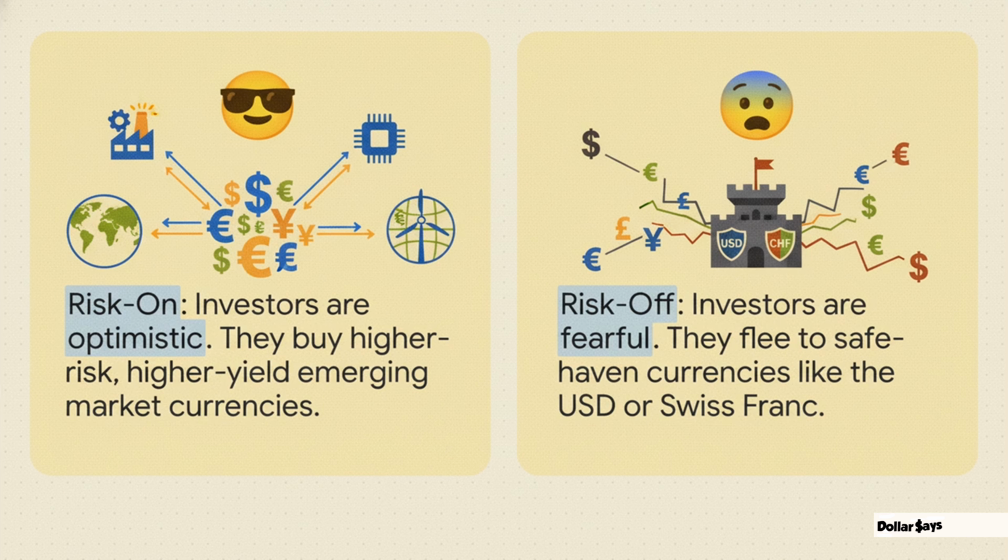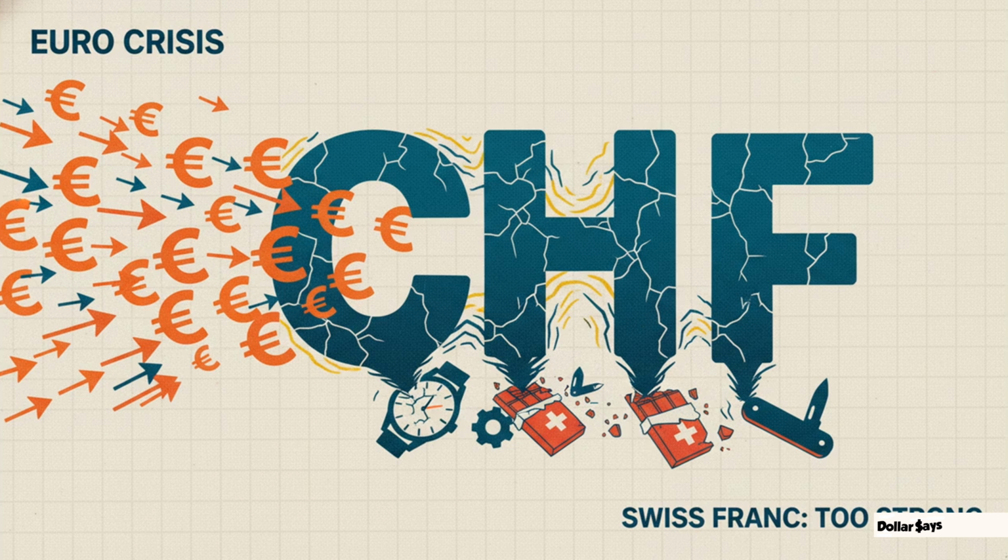Everyone gets fearful, and they pull their money out and run for cover in so-called safe haven currencies like the US dollar or the Swiss franc. We saw this play out in a massive way during the European debt crisis. So many panicked investors flooded into the Swiss franc that its value went through the roof. It actually got so strong that it started to hurt Switzerland's own economy because their products became super expensive for everyone else. It's a wild example of how being too safe can actually cause its own problems.